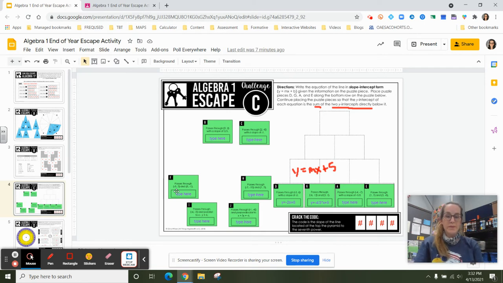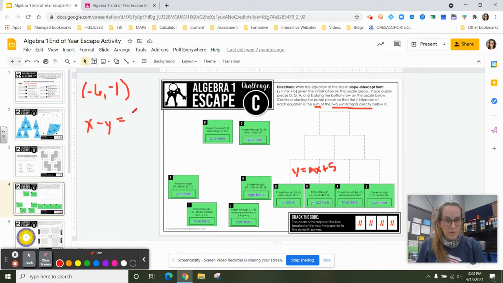So we want to find y equals mx plus 5. I'm going to give you guys a little hint here. We're going to look at I, right? So this is also good. I and J are a little different format than what we've been doing. It says it passes through the point (-6, -1) and is parallel to x minus y equals 4, right?